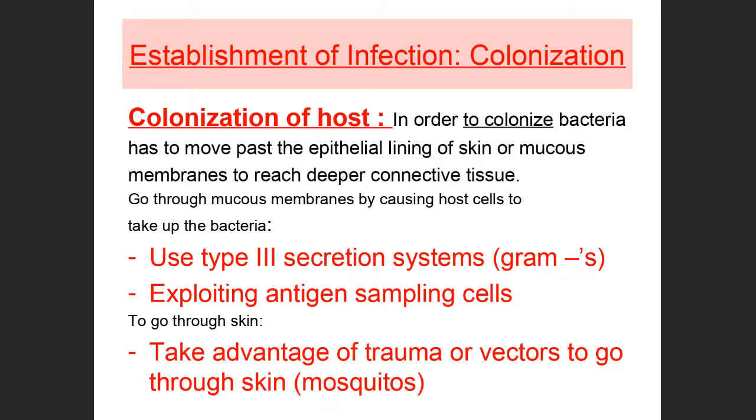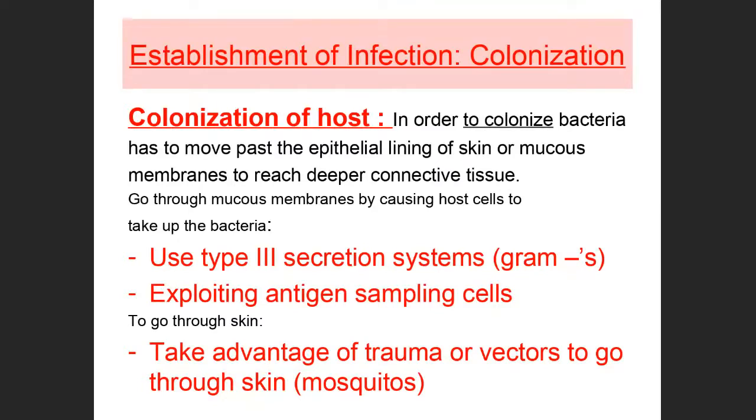Colonization. A few strategies. Use type 3 secretion systems. Gram-negatives do these. Exploiting antigen sampling cells, and then take advantage of trauma or vectors to go through skin or even through mucous membranes for that matter. Type 3 secretion systems and exploiting antigen sampling cells, those would be strategies in mucous membranes. Take advantage of trauma or vectors, that would be strategies to go through the skin.